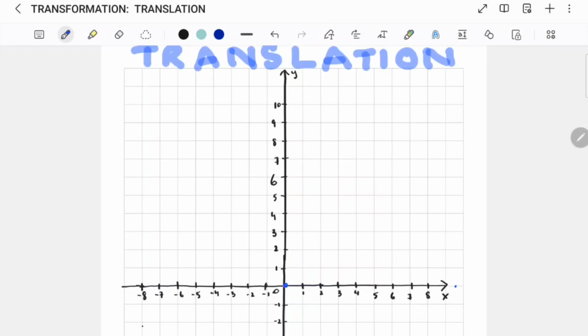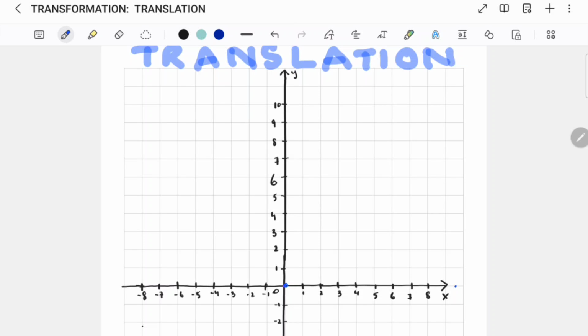Everyone, welcome back. So right now we are doing the translation, which is a type of transformation. You did the reflection in the last video, and you also learned that whenever you join the corresponding points, you get a set of parallel lines and the diagrams flip. The difference is that here you will also get a set of parallel lines, but the diagrams will not flip, and the position will remain the same.